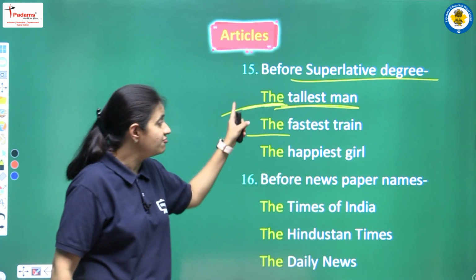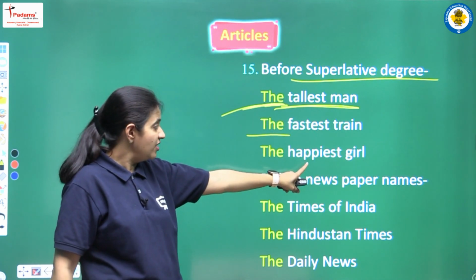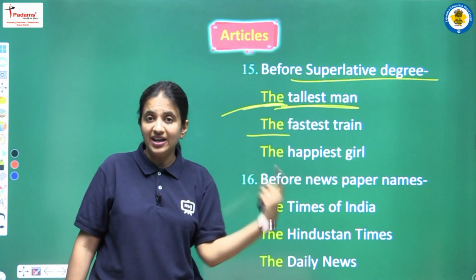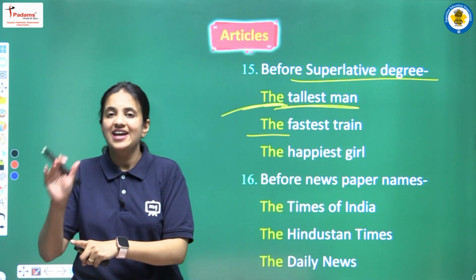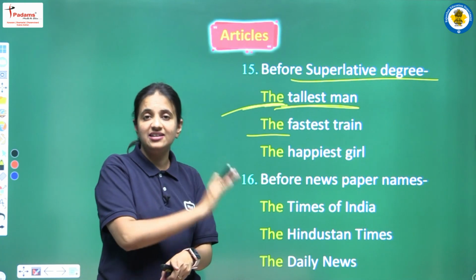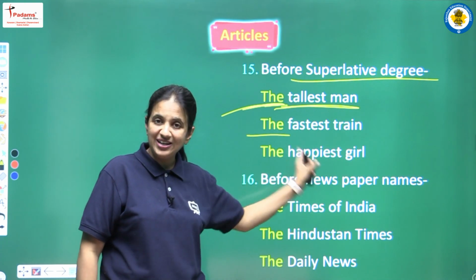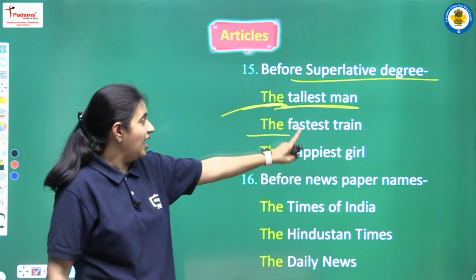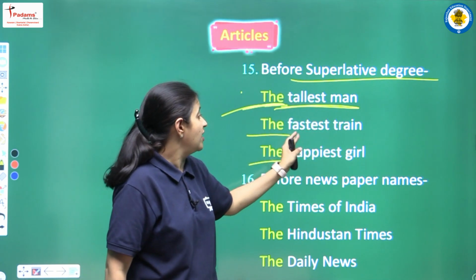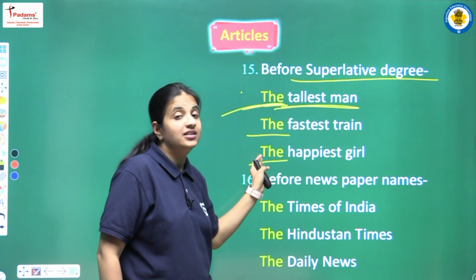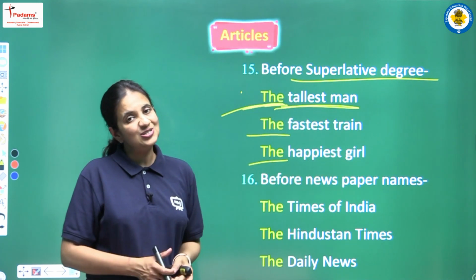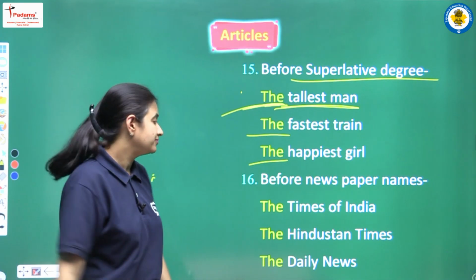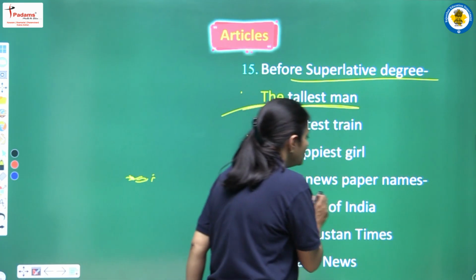So we have the fastest train. Next example is the happiest girl. Again, happiest is the superlative degree of happy, right? Happy, happier, and happiest. Because this is the superlative degree, we have "the" here. So we have the tallest man, the fastest train, and the happiest girl. All superlative degrees should have "the" before them. Alright.